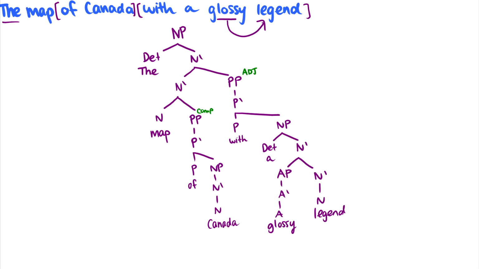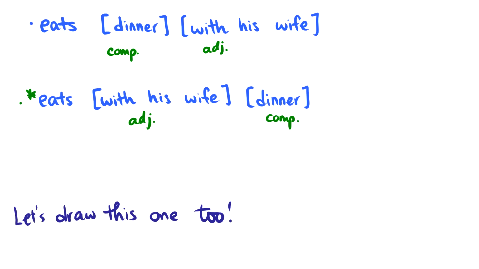But I will move to another example here. So, eats dinner with his wife. Okay? Eats dinner with his wife. So with his wife is an adjunct, and dinner is a complement. So we can't say eats with his wife dinner. No, our complement has to be right after the head, which is the verb here.